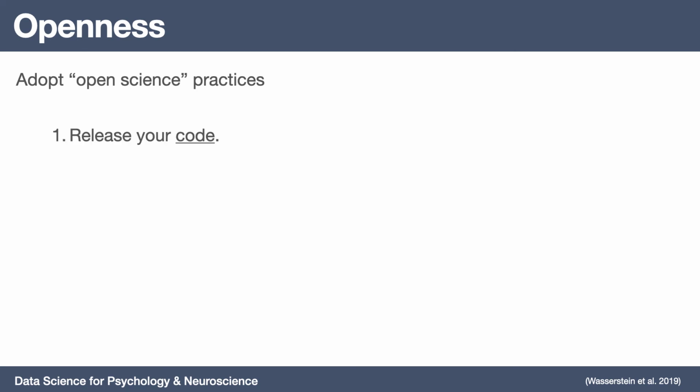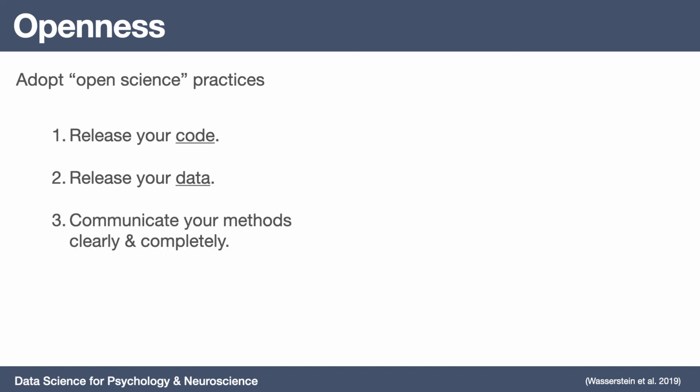Also, Wasserstein and colleagues argue that you should adopt a value of openness. Basically, adopt open science practices, which have been a focus of previous lectures. Release your code. Release your data. Communicate your methods clearly and completely. This is why we focus on using things like Jupyter notebooks or Markdown notebooks, because you can communicate everything together with your code and your data and your inferences all in one clear, complete, efficient way.